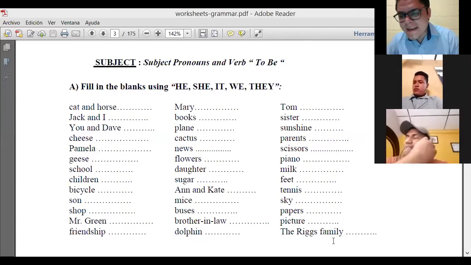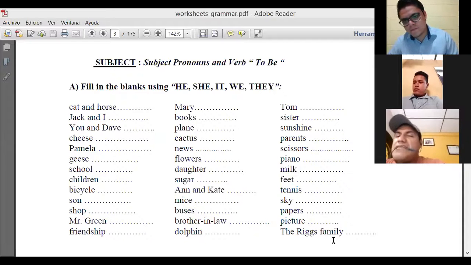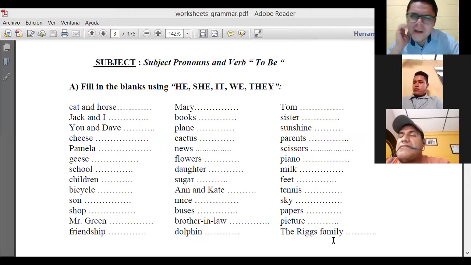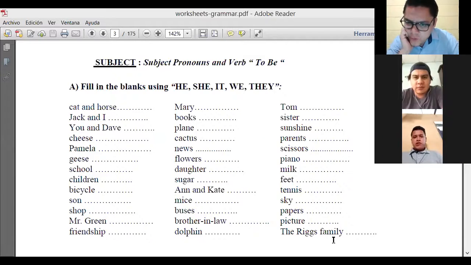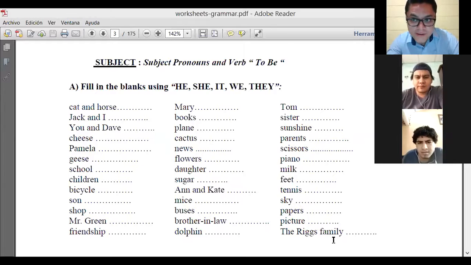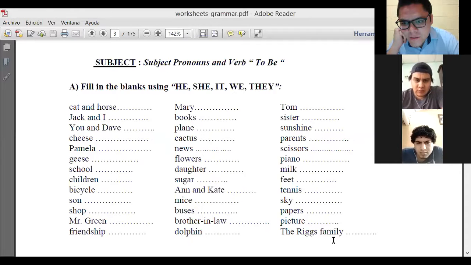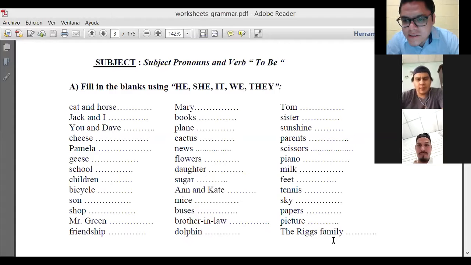Okay. Tennis. They. What are you thinking about when you hear the word tennis? Are you thinking about shoes or are you thinking about sport? Sport. Okay. So how many sports? Just one or two? Tennis? Just one. Yes, so it's it. All right. Guy? It. Sky. It. Papers. They. Picture. It.